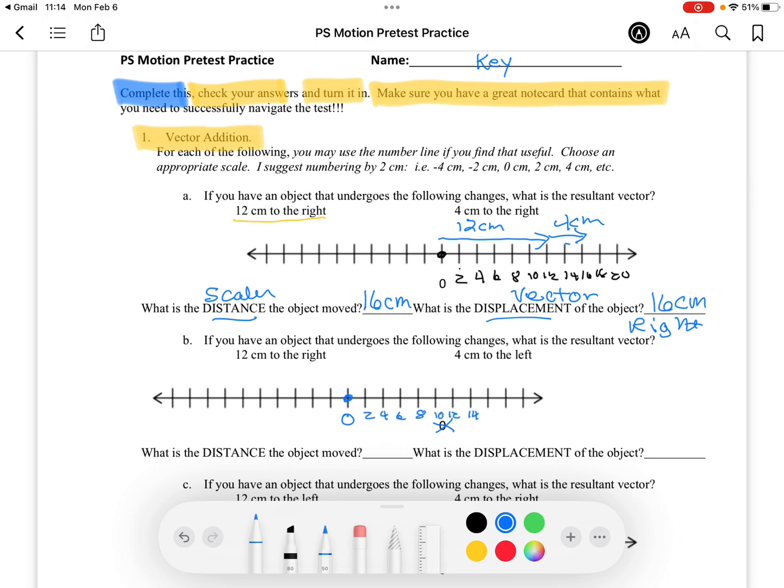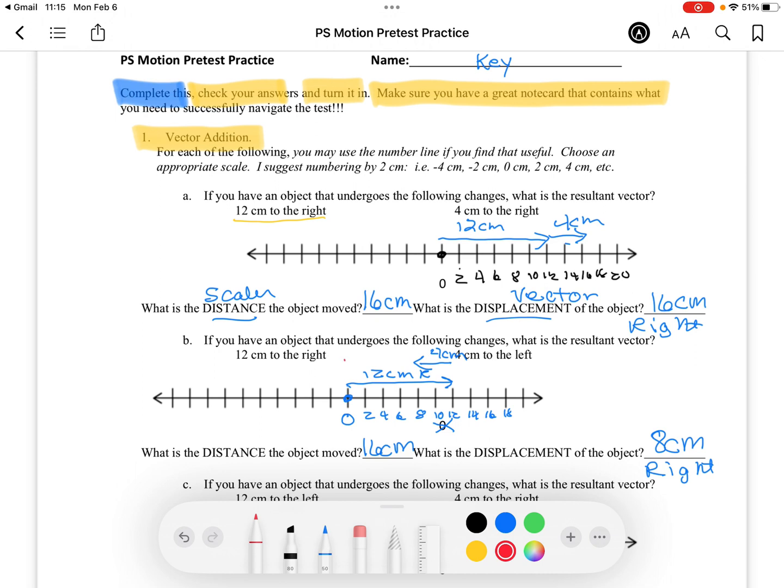Second, we're again starting at 0, and my 0 went in the wrong spot, so put your 0 wherever you need it. I'm putting my 0 right here. And again, I'm going to go 2, 4, 6, 8, 10, 12, 14, 16, 18. We're moving 12 to the right. Then this time I'm moving 4 to the left. 4 centimeters left and 12 centimeters to the right.